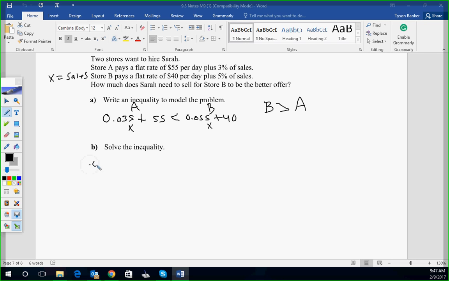So 0.05x plus 40 is bigger than 0.03x plus 55. So what's the smaller x, 0.03 or 0.05? 0.03, so that's what we're going to move. So I'm going to minus 0.03x, like that. That's gone. 5 cents minus 3 cents is 2 cents.